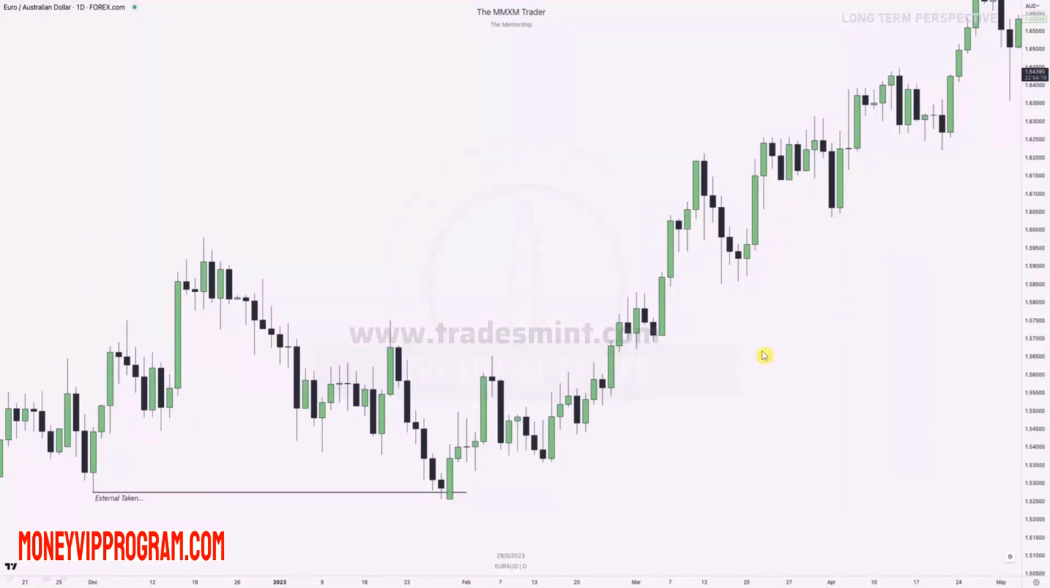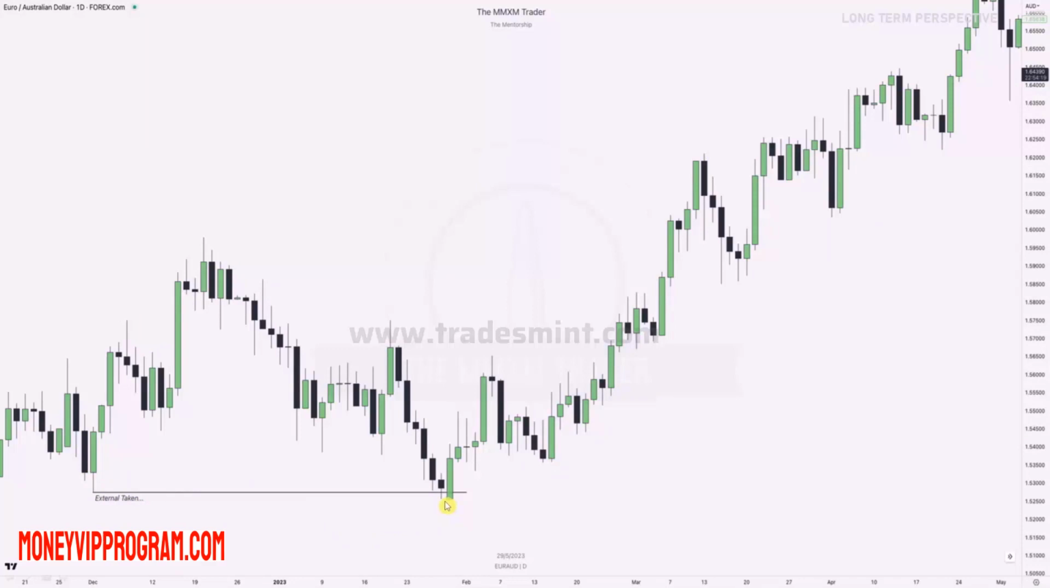Right, so over here we've got another example. We've got the Euro Australian dollar daily chart. Now, without knowing seasonal tendencies and using a daily structure, because the monthly and the weekly is unclear, right? We can still go to a daily structure and see where we can find our setup and our daily draw on liquidity. So over here, first of all, external range has been taken.